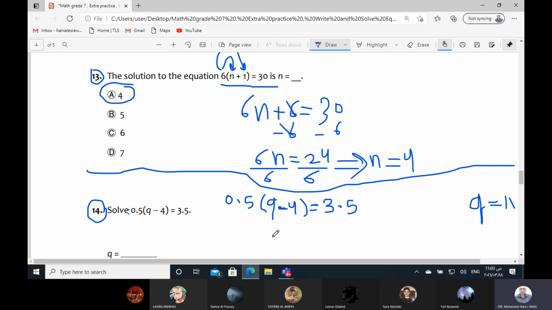Check with me please. Use the distributive property. Take 0.5 times q will be 0.5q, then 0.5 times minus 4 will be minus 2, equals 3.5.